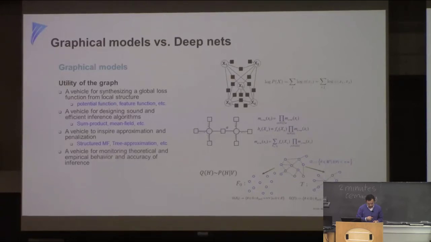And of course, it is really a vehicle to monitor theoretical behaviors and accuracy, because you can pick out the target and analytically compute or characterize it, and then compare that with what you see in a real computational procedure. The loss function is a major measure of the quality of the learning algorithm. The likelihood, you have to follow that. So that's the utility of the graphical model.